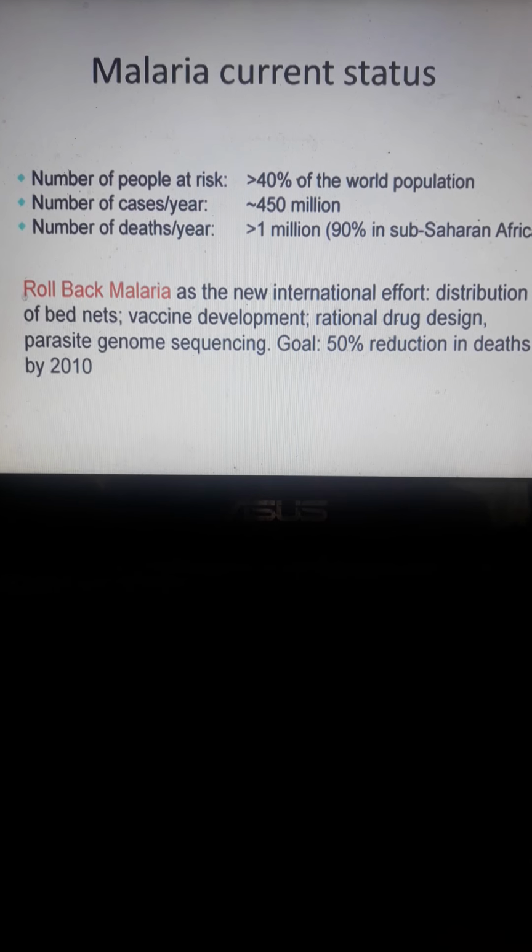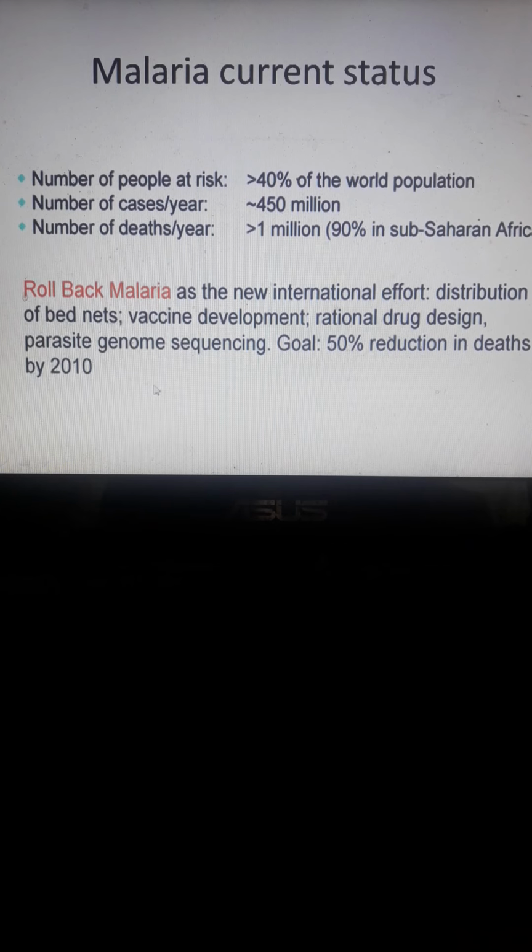Roll Back Malaria as a new international effort: distribution of bed nets, vaccine development, rational drug design. So there is research also. Parasite genome sequencing. Okay? Kasi yung parasite genome sequencing class, pwede magkaroon doon ng development ng mga other vaccines, okay, or vaccines that will prevent malaria disease.